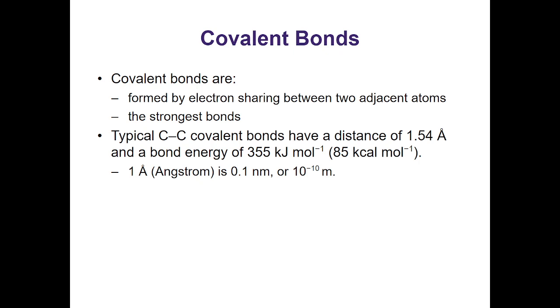The typical C-C covalent bonds have a distance of approximately 1.54 angstroms. This changes considerably if you have functional groups attached to them. It has a bond energy of approximately 355 kilojoules per mole. If you're talking about kcals, that will be 85. I'm probably never going to say the kcal number again.